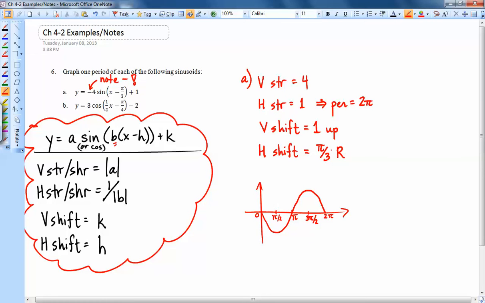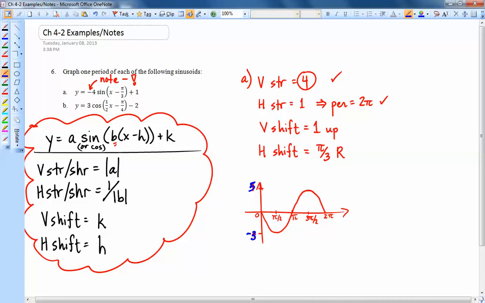But I do stretch vertically, and normally it goes from 1 to negative 1. But since I'm stretching by 4, it's going to go from 4 to negative 4. So now I've done the vertical stretch and the horizontal stretch. Now I've got to do the shifts. I've got to shift up 1, so all of these y values are going to change. My low point, since I'm going up 1, becomes a negative 3, and this becomes a 5. So now I'm going from negative 3 to 5.